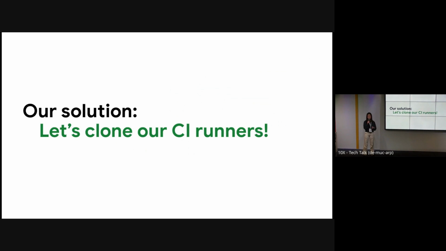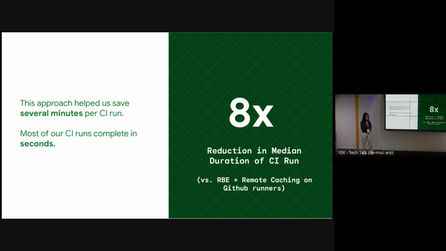You know that really satisfying feeling where you rerun a build on your local machine, and the second time it's basically instantaneous? Well, we wanted to build that for CI. So we decided that we would clone our CI runners. After we've done the slow work of preparing a CI runner once, we wouldn't have to do it again. New CI workflows will be assigned to cloned machines that have warm Bazel instances. And this worked. This approach helped us save several minutes per CI run. Now, the majority of our CI runs complete in just seconds. We saw an 8x reduction in the median duration of our CI runs.